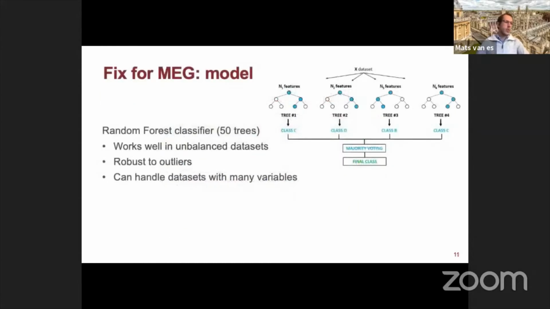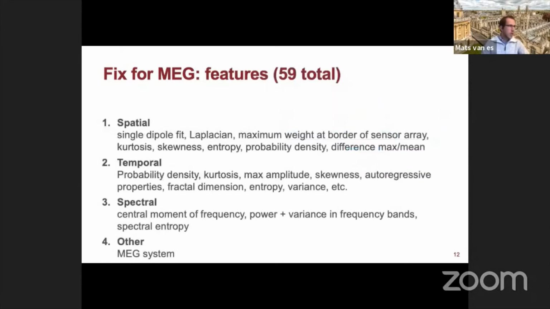And in order to be able to classify ICA components, I extracted a total of 59 features from the ICA components, and these were spatial, temporal, and spectral features. So for spatial, there were summary statistics like entropy, variance, probability density, and so on. But also some of them were a bit more interpretable, like features that we would use ourselves when we hand label ICA components. For example, for the spatial components, the single dipole fit.